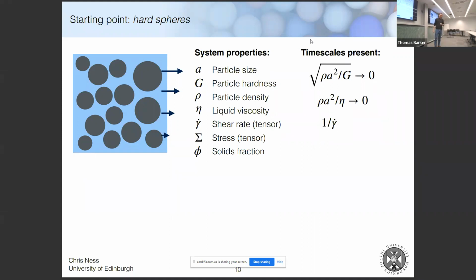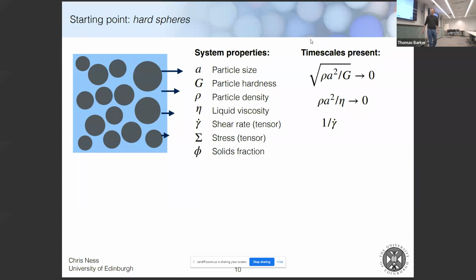And again, if the particles are going to be micron sized and suspended in a viscous liquid, then a squared over eta is going to be a small number. So again, we can treat that as 0, which basically means that the particles are always going to be moving at the same velocity as the fluid immediately around them. So what we're left with is that the timescale is just the inverse of the strain rate that we're applying.